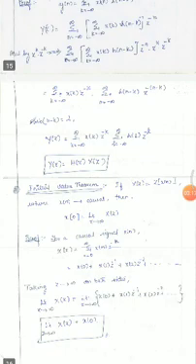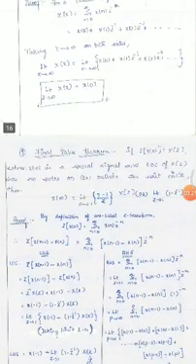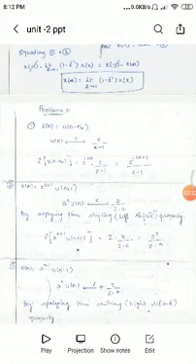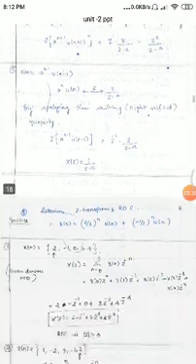Initial value theorem: x of 0 is equal to the limit as z tends to infinity of x of z. Final value theorem: x of infinity is equal to the limit as z tends to 1 of z minus 1 divided by z times x of z. So likewise we have other properties. We have to apply the conditions to solve problems based on these Z transform properties.